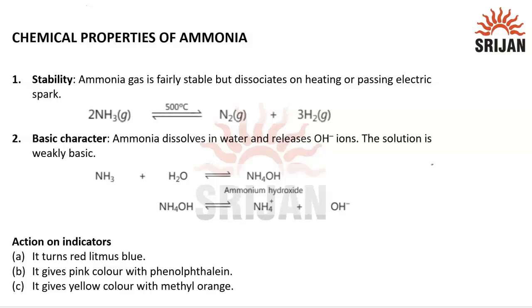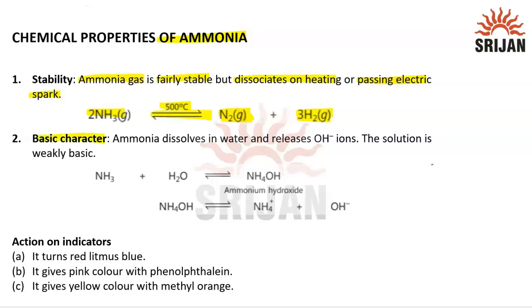In this video, we will learn about chemical properties of ammonia. The first one we have is stability. Ammonia gas is fairly stable but dissociates on heating or passing electric spark. So ammonia is basically stable but it will be decomposed or dissociates on heating at around 500 degrees Celsius into nitrogen gas and hydrogen gas. As we know, the reaction is also reversible.